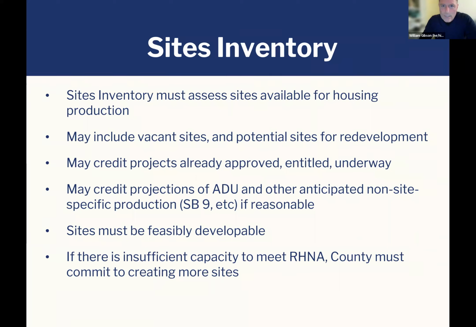So the sites inventory assesses the sites available for production. It includes vacant sites, but it also can include potential sites for redevelopment, sites that have a use on it already, but are likely or possible to redevelop as housing or as mixed use with housing. We can credit projects that are approved, entitled, or underway, but not yet built. We can credit projections, again, of ADUs and other anticipated non-site specific productions. So trends based on production overall, but not based on an examination of each individual site. We must show that the sites are feasibly developable. And again, if we cannot meet the RHNA, we must commit to creating more sites.